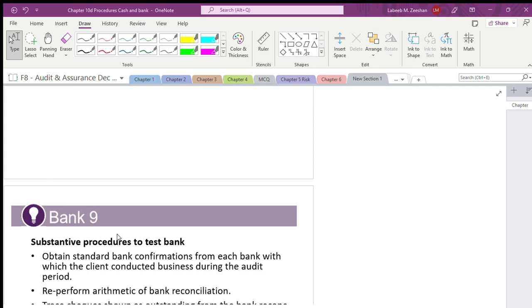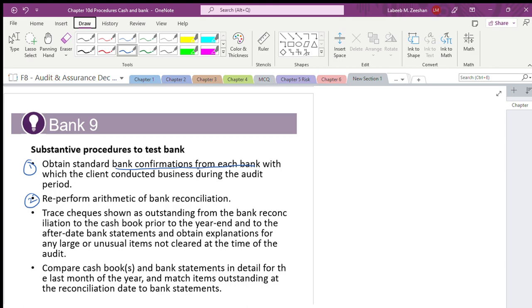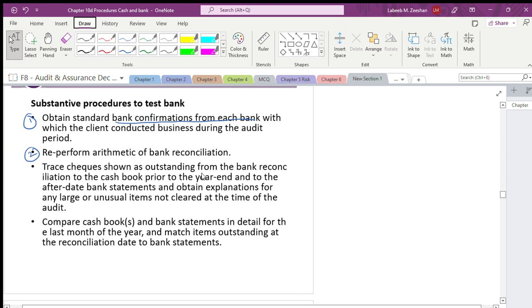Now, what are the substantive procedures to test the bank? First, you have to obtain bank confirmation from each bank with which the client conducted business; first and foremost, you have to get all confirmation letters. Second, you have to re-perform the arithmetic calculation and totaling. Third, trace the checks shown as outstanding.